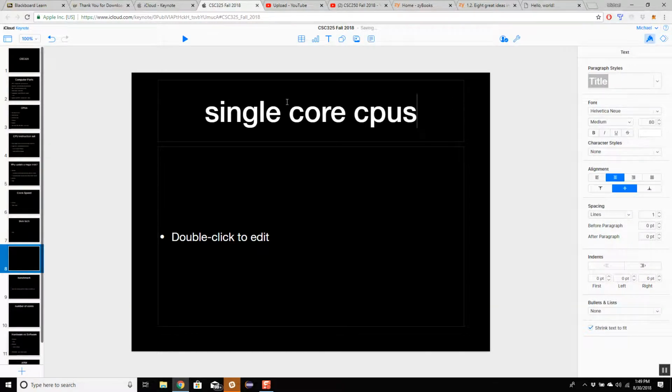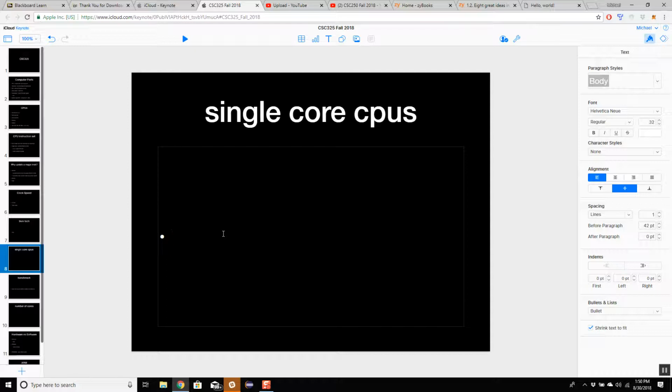Single core CPUs. Those used to exist. Has anybody in here had a single core CPU? Pentium ones? It depends how far back you go. Yeah, most of the Pentiums were single core. Even the first Core processors, you had the Core Solo, which was a single core processor, and then you had the Core 2 Duo, which was a dual core. Those were kind of the early ones.